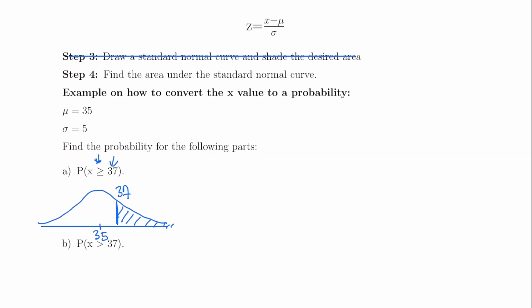All right, so up next, we're going to find the z-score. To find the z-score, we're going to do x, where they're telling us x is equal to 37. So we'll say 37 minus my mu, which is 35, divided by 5. If you do 37 minus 35, you get 2. Divided by 5. 2 divided by 5 is 0.4.